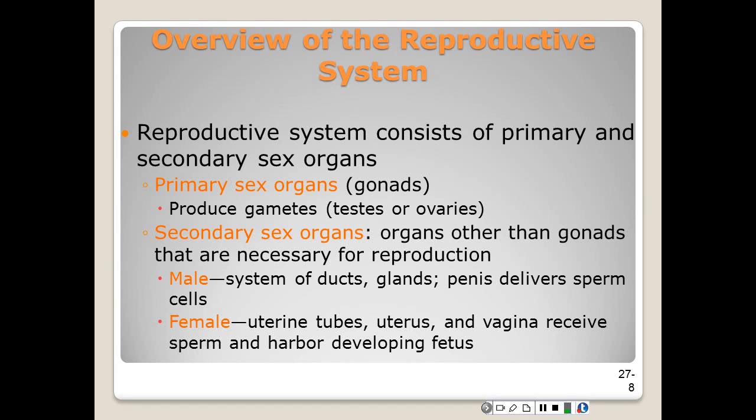In the male, they comprise the system of ducts, glands, and the penis, and they're concerned with storage, survival, as well as delivery of the sperm. Now in the females, they include the uterine tubes, the uterus, and the vagina, and those are concerned with uniting the sperm with the egg, and of course holding or harboring the developing fetus.